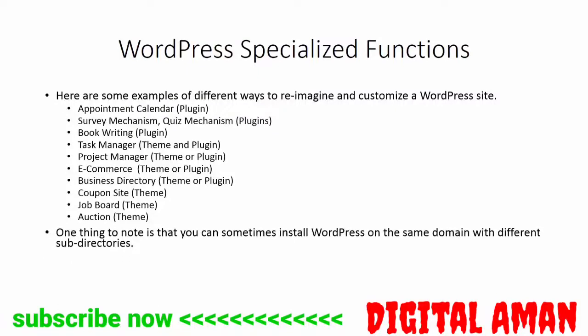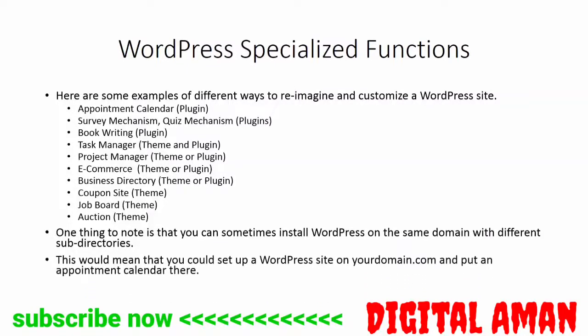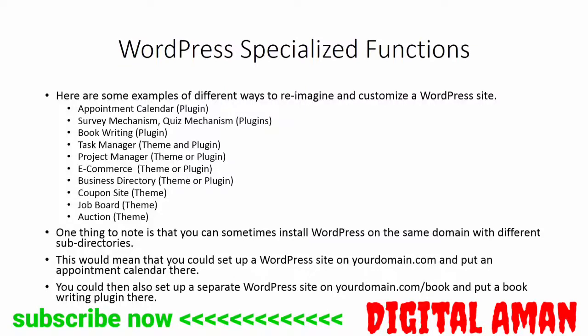The one thing to note is that you can sometimes install WordPress on the same domain with different subdirectories. This would mean that you could set up a WordPress site on yourdomain.com and put an appointment calendar there. You could then set up a separate WordPress site on yourdomain.com/book, using the subdirectory, and put a book writing plugin on that site. In other words, you'd have two separate installations of WordPress using two different functions.